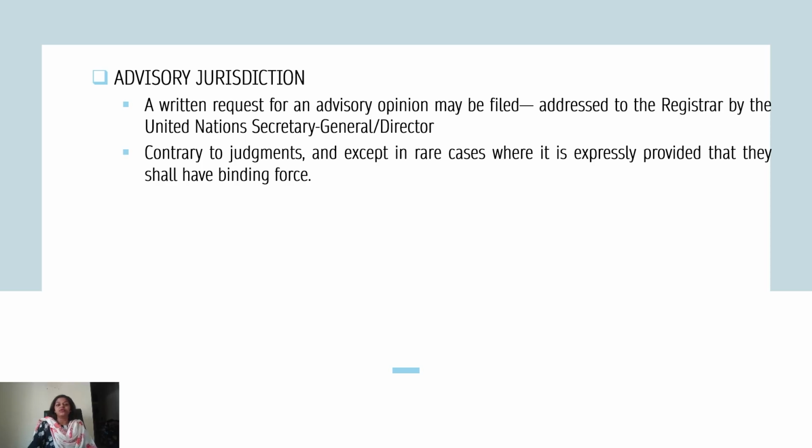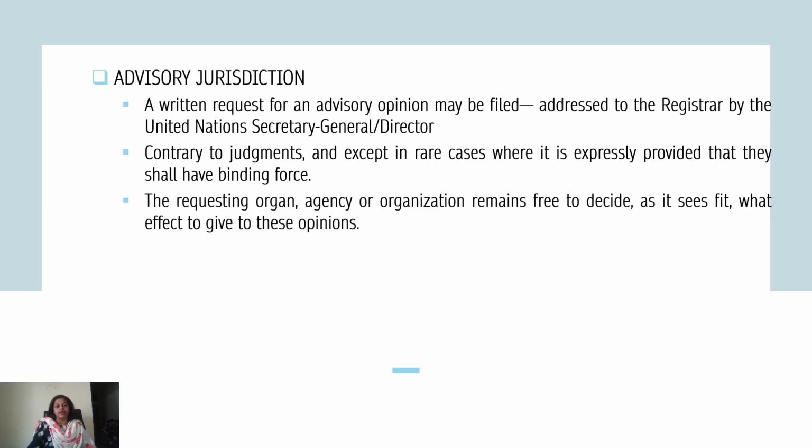Also, it is important to know that these do not have binding force even for the legal entities that request its advice. So the requesting organ, suppose a General Assembly, Security Council, or any other United Nations agency, which requests an advisory opinion of the court, is not bound by the advisory opinion. So the requesting agencies are still free to decide regardless of what the advice of the ICJ is.